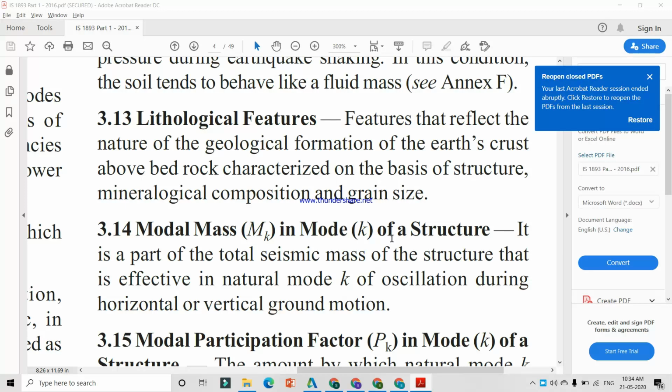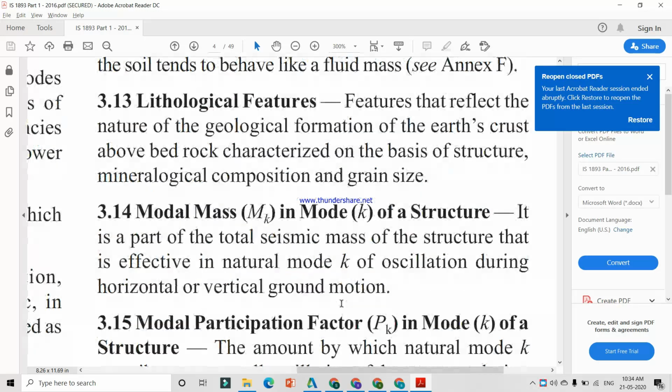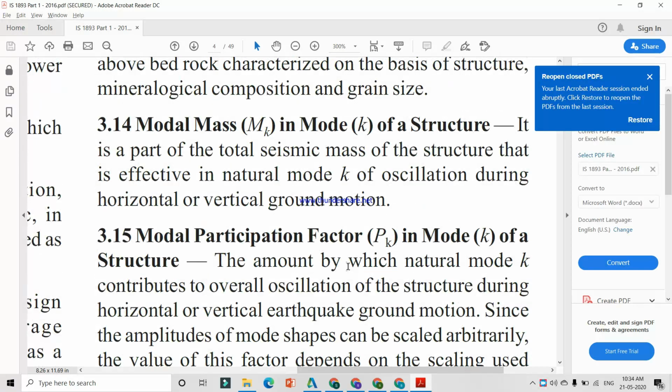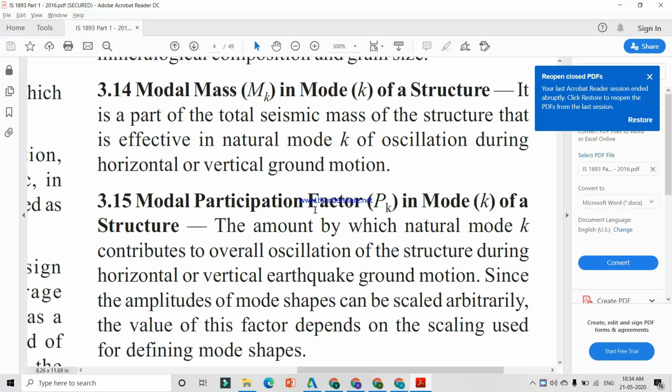Next is the modal mass of a mode of a structure. This is the part of the total seismic mass, in the horizontal or vertical direction, that is effective in the natural mode k during its oscillation in horizontal or vertical ground motion. Then next is the modal participation factor of a mode of a structure.